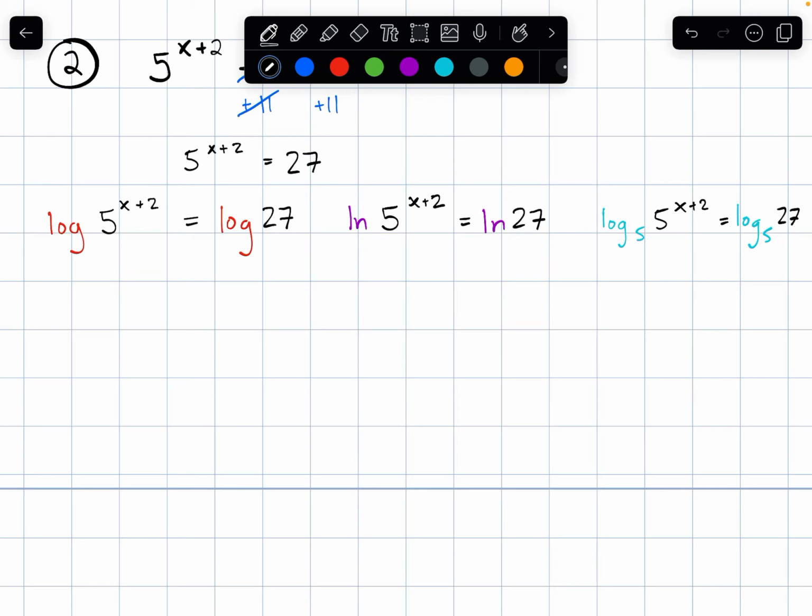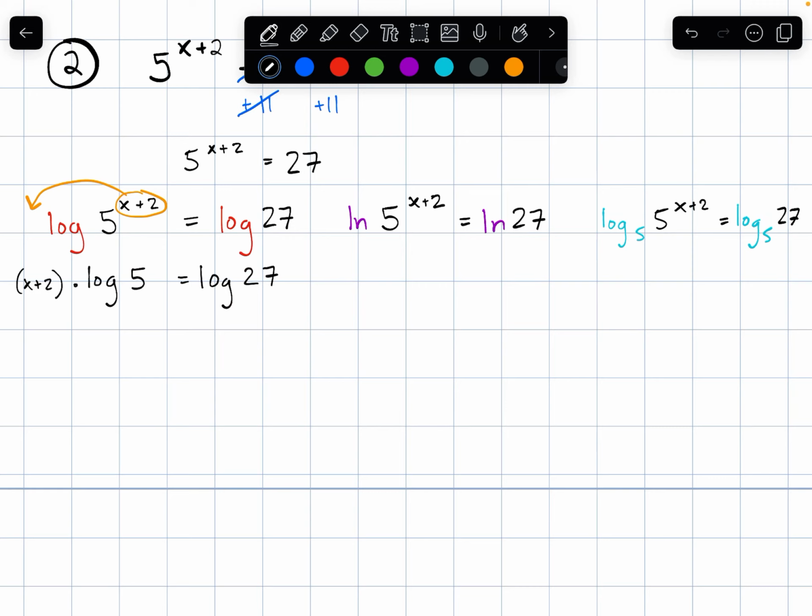So first thing I'm going to do is use my power property of logarithms, right? We learned this in the 8.5 notes that you just watched, and the power property says if I have an exponent here, I'm allowed to bring that out in front and multiply it by the logarithm. So this is really the same thing as x plus 2 times the logarithm of 5, and that's going to equal the logarithm of 27.